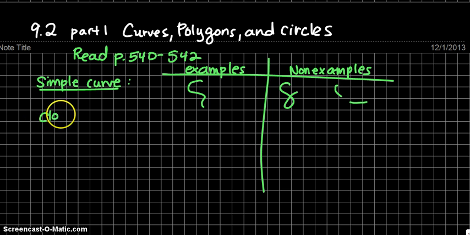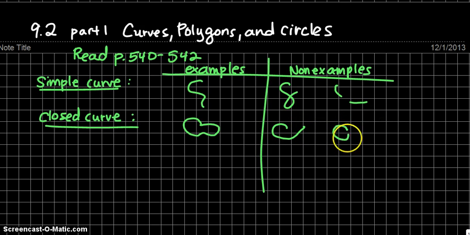Then I have something called a closed curve. A closed curve is one that just circles around and connects back with itself. So there's a non-example. There's a non-example. A curve can be simple but not closed, and it can also be closed but not simple. So for example, this would be considered closed. It's not simple, but it is closed, and that's allowed.